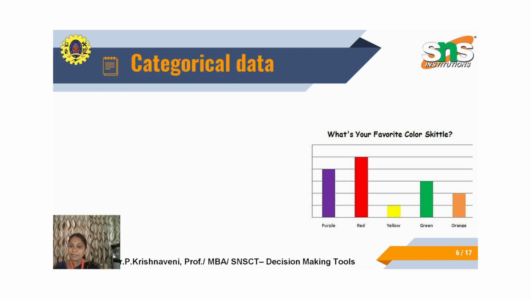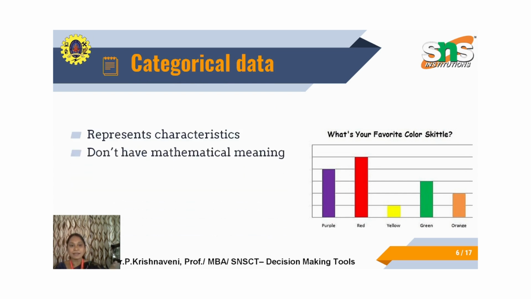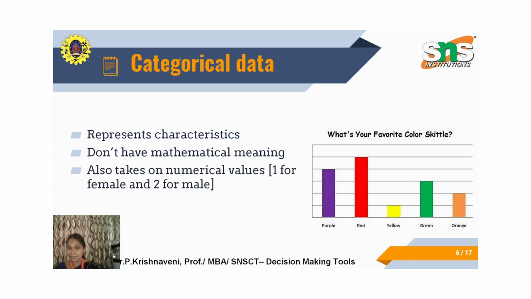So this we call categorical data, and it represents characteristics and doesn't have any mathematical meaning. The difference between red and orange we cannot find, we can only feel it. So there is no mathematical difference in this. At the same time, sometimes we can denote purple: all the people who like purple can be represented as one. If I type one, it takes it as purple.